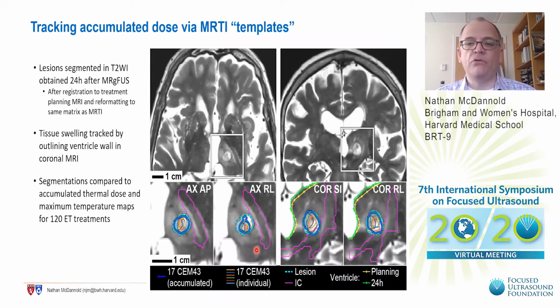Here are some examples of how well this worked. These are T2 weighted images acquired at 24 hours. We can see the lesion and the internal capsule. The dark blue line is the 17 equivalent minutes, 43 degrees contour, and the dotted line is the segmentation. In this case, I was able to make 4 different templates, and you can see in 3 of them, we had very good agreement between the dose and lesion segmentation.